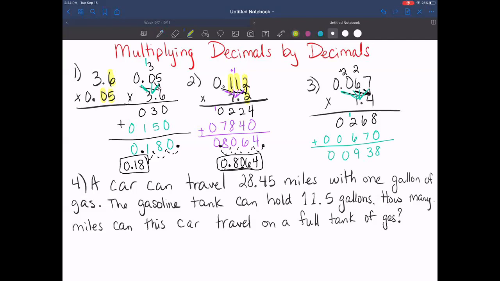Now, how many decimal places do I have? 4. 1, 2, 3, 4. So I'm going to go ahead and put my decimal all the way at the end. 1, 2, 3, and 4. So my final answer is 0.0938. Yes? Yes. Go ahead and give me a thumbs up if you guys understand. Yes. The lesson so far.